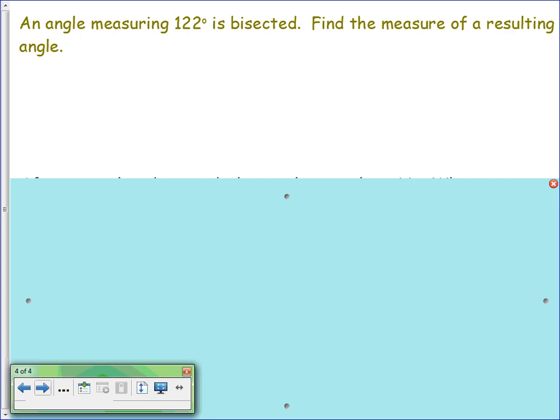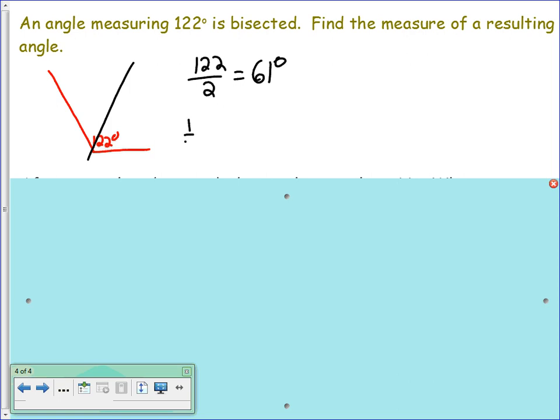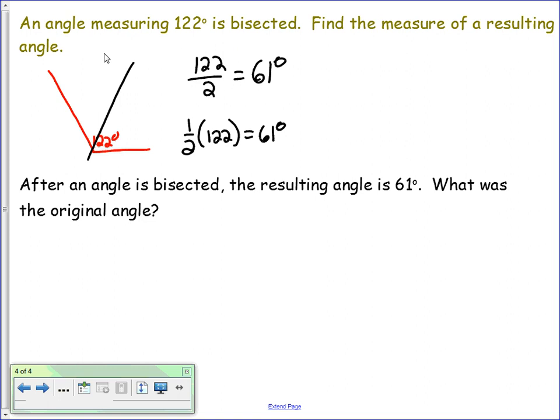An angle measuring 122 degrees is bisected. Find the measure of a resulting angle. There are two types of problems with angle bisectors. You either have one where you are dividing by 2 or multiplying by 2. You just have to decide which case it is. In this case, we have an angle of 122 degrees. If it's bisected, it's cut in half. So we are going to be taking 122 divided by 2, or you could say it's half of 122. Either way, you get 61 degrees. So you are cutting the angle in this case.